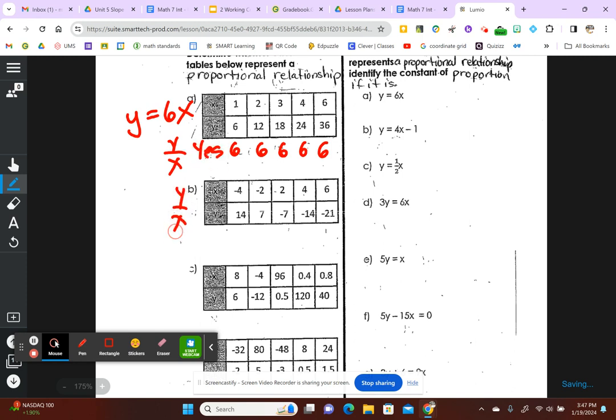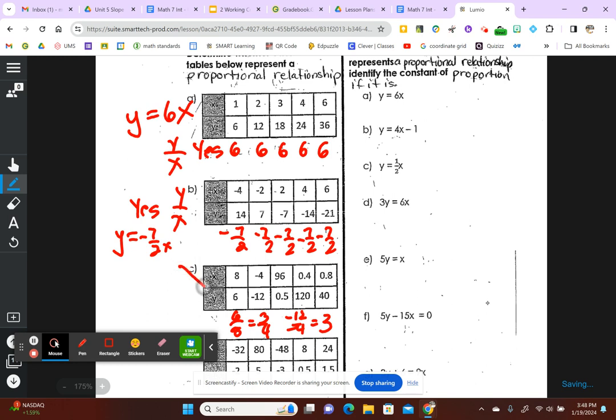Now for this one, when I put y over x, I get 14 over -4 becomes -7/2. This is -7/2. This is -7/2. And this is -7/2. So again, the answer is yes, and the equation is y equals -7/2x. For the next one, 6 over 8 is 3/4, right? But -12 over -4 is 3. So the answer to this is no. Number 3 is a big no.